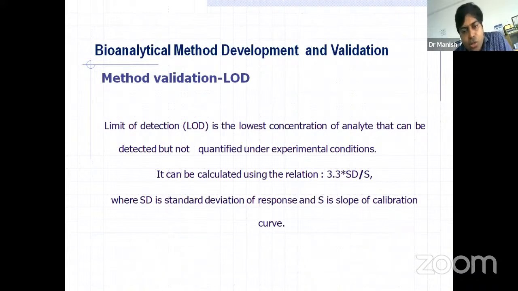So this LOD can also be adopted for precision, where we are going to do the studies for 3 consecutive days. And as I said, we are going to get 3 calibration curves per single day. So for 3 days, we are going to get 9 calibration curves. And from these 9 calibration curves, we need to calculate the standard deviation for the intercept, which we are going to take as numerator, and the 9 slope values, which we are going to calculate as mean, which we are going to take as denominator. And finally, the value should be less than the first concentration of the calibration curve.